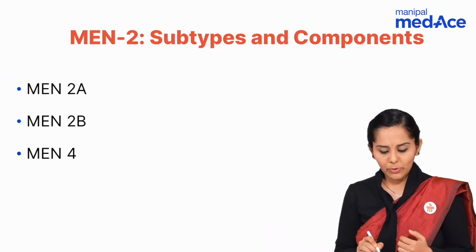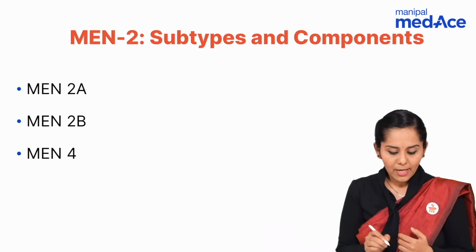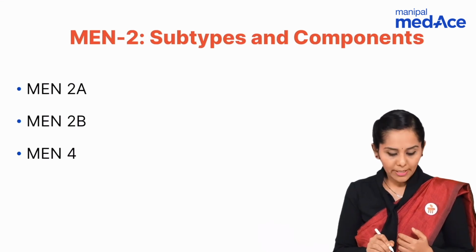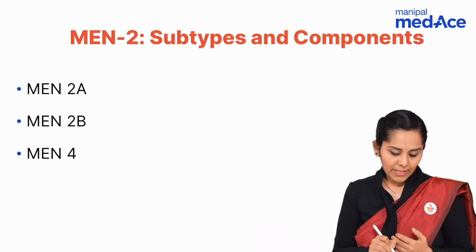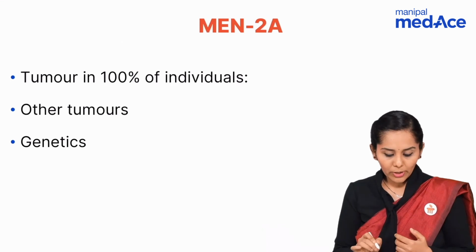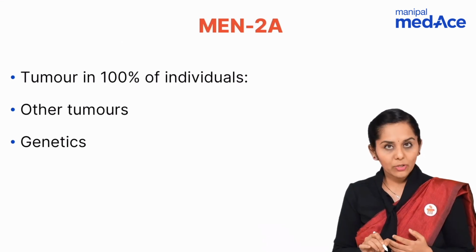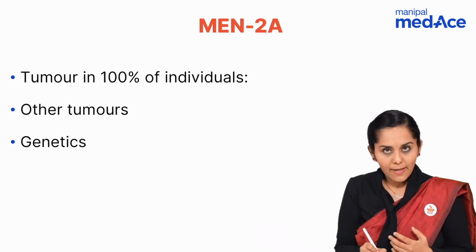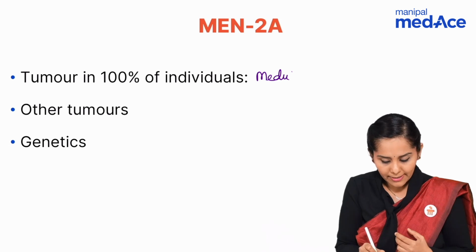Moving on to type 2 and its subtypes and components. So in type 2 we have got MEN2A and MEN2B, and then we have another specific subtype called as MEN4, which is different from 2A and 2B. So moving on to the components of MEN2A, remember that it is very important, it is 100% association with the medullary carcinoma of thyroid, very important.